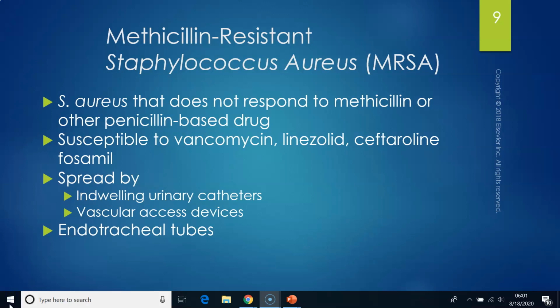One way we do that is by bathing the patients daily in a chlorhexidine solution to prevent the patient from acquiring MRSA if they have indwelling catheters or vascular access devices or endotracheal tubes. So in most hospitals, you'll see most patients in critical care who have one of these devices, especially a central line, bathed in chlorhexidine wipes daily.